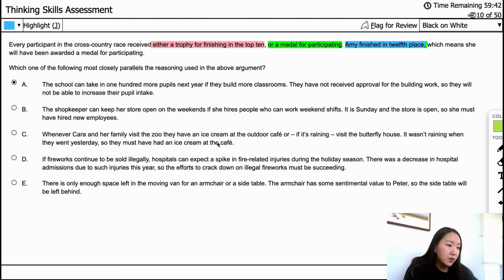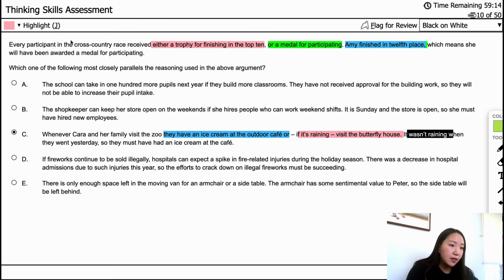Whenever Cara and her family visit the zoo, they have an ice cream at the outdoor cafe, or if it's raining, visit the butterfly house. So there we do in fact have two conditions. You can either have an ice cream or you can visit the butterfly house. So then what we want next is that one of these events has to happen, raining or no rain, and then you have to get one of these options as a result. In this case, it wasn't raining, so there's the event. So they must have had ice cream at the cafe. Yep, that works perfectly, and that's what we want to choose.